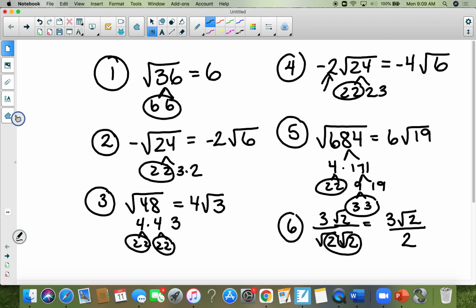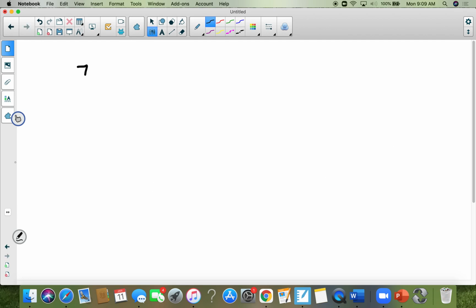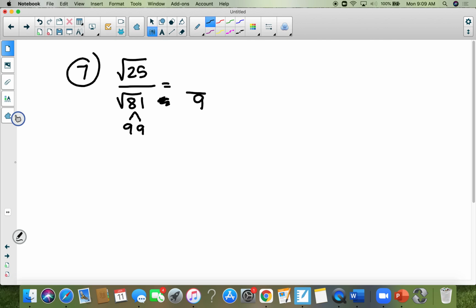Okay, moving on. Number 7, whenever you see a fraction, make sure you break it up. This one's a quick one because the square root of 81 is made up of 9 and 9, and for every 2, I can take one out. So the square root of 81 is 9, and the square root of 25 is 2 5's, which ends up being 5. I do not have to multiply the top and the bottom by anything because I can simplify the square root of 81 to 9.